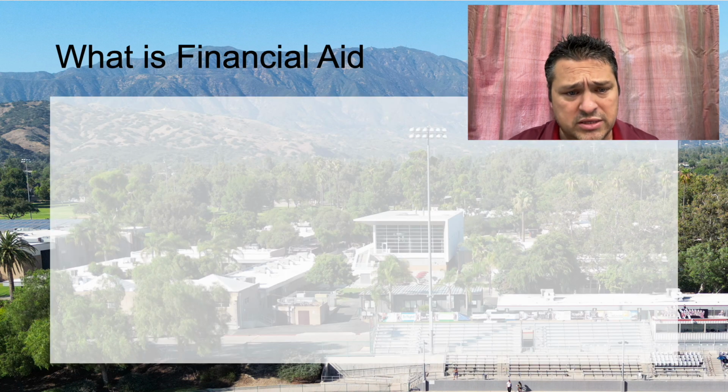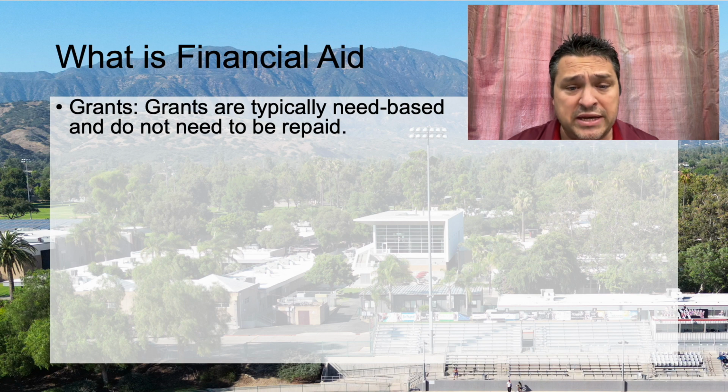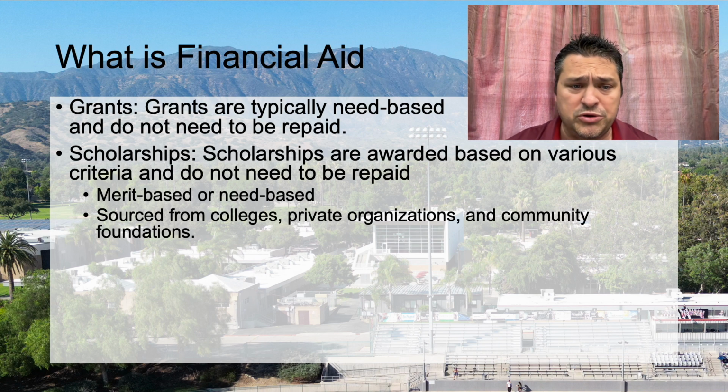The first is grants. Grants are typically need-based and do not need to be repaid. They are awarded based on a student's financial need as determined by the FAFSA and other financial aid applications. Examples of grants include the Federal Pell Grant and the Cal Grant. The second area is scholarships.